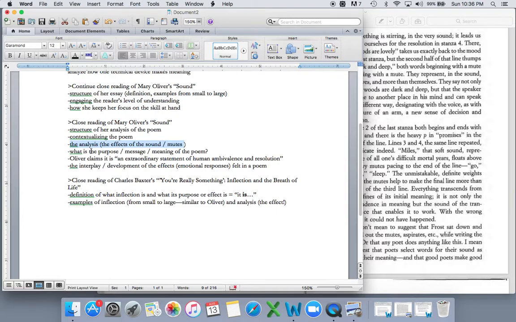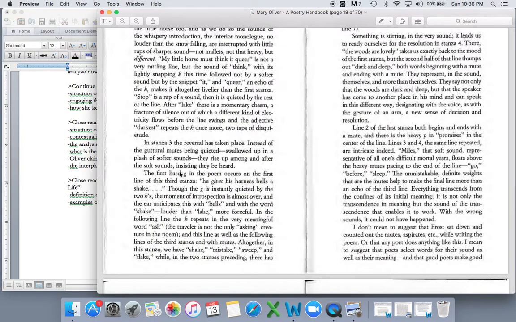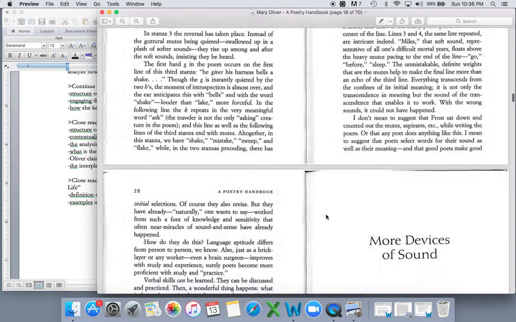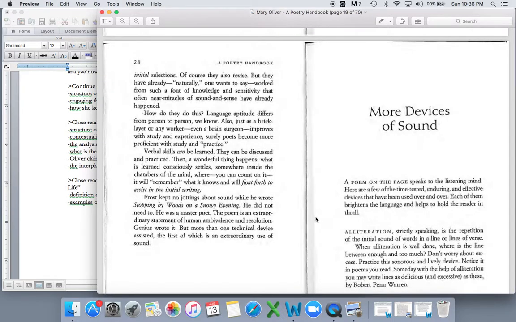I want to pause on the analysis part for a second to go to where Mary Oliver makes a claim about what the purpose of the poem is, and then go back to talk about how her analysis of the sound in these stanzas has contributed to that. So you can look at the analysis of stanza 2, 3, and 4 and see where she's talking about the effect on your own. But we're going to jump ahead to the full meaning of the poem that Oliver is stating. And she says it on the last page.